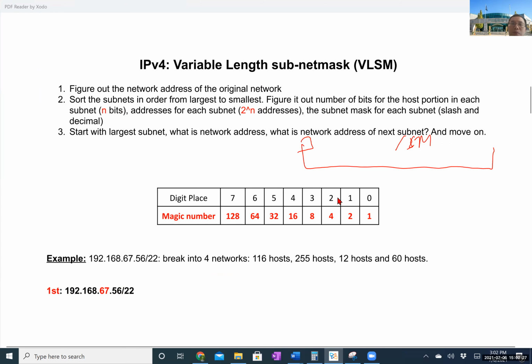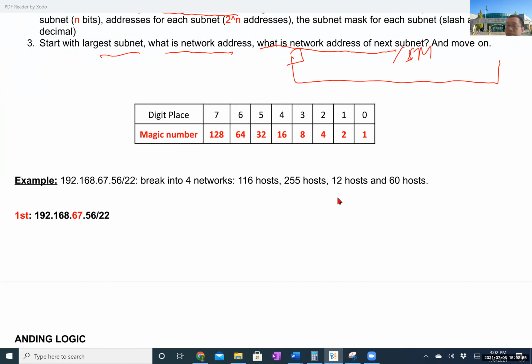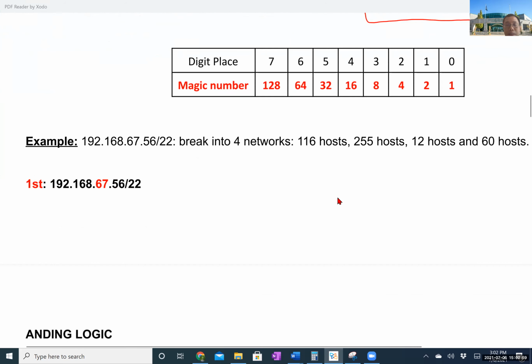The second one, you have to sort the subnets in order from the largest to the smallest here. And for each of them, you have to find out how many bits in the host portion for each subnet in order to support the requirement here. Now, the next one, you have to start from the largest one, and you have to find out what is the network address of the next subnet, and move on. Okay. And you have to remember about the position of the magic number here.